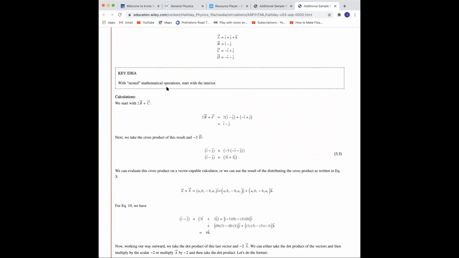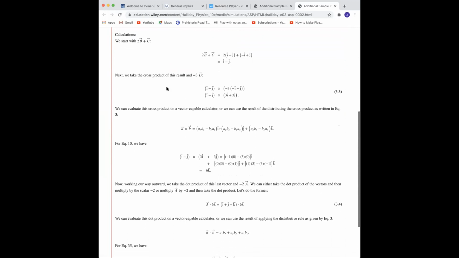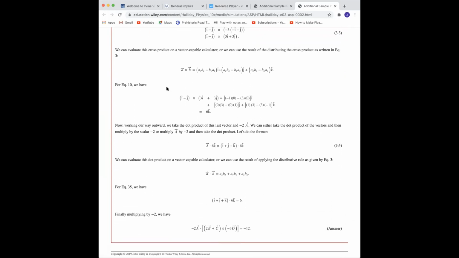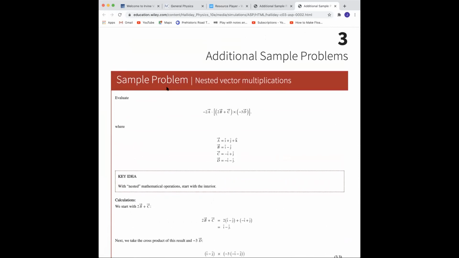To be honest with you, I don't really feel like doing too many problems on this. I've done enough already, I think. But if you go through these sample problems, they're pretty good. They'll give you the answer. It tells you evaluate 2 times the vector A, 2B plus C, crossed with -3DC. So actually, let's do that one, because I do want to talk a little bit about this. I'm just going to go to a brand new slide.